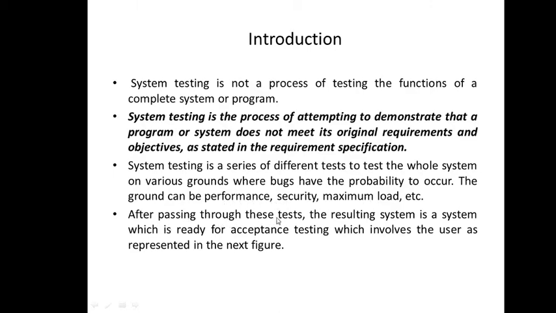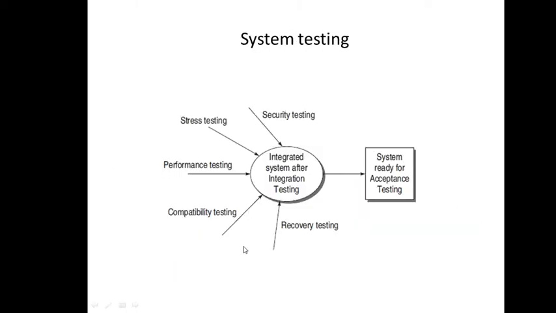After passing through these tests, the resulting system is a system which is ready for acceptance testing, which involves the user, as represented in the next figure. So what does it mean? This is a part of system testing. Once the system is unit tested, integration testing is done, and we have applied all these system tests of different parameters, our system is ready for the last step, that is acceptance testing. So what are these system testings?